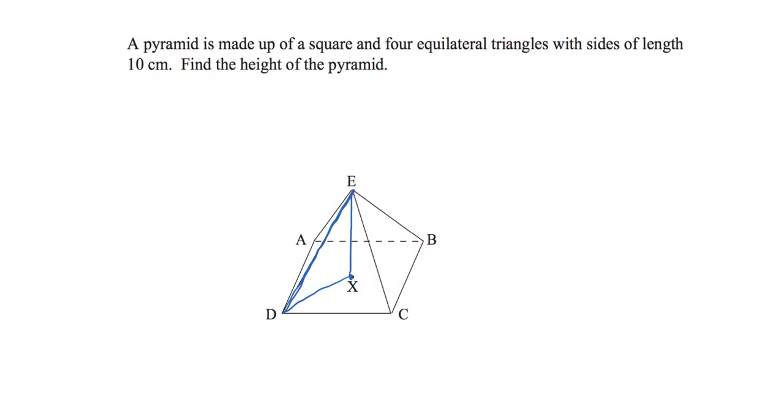I have D to E. The length of the sides of each equilateral triangle is 10 centimeters. So certainly I could write in 10 centimeters there. Now let's draw that. We might have to come back to this in a moment, right?